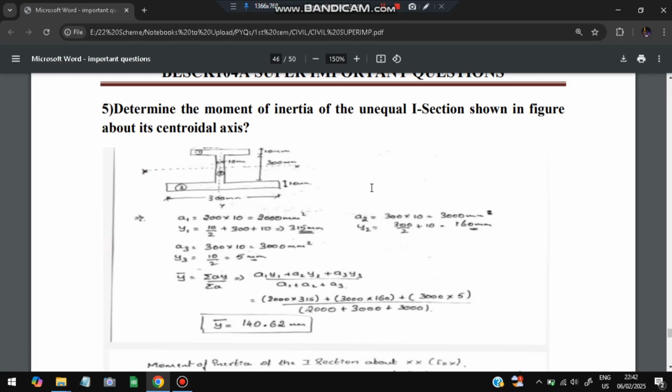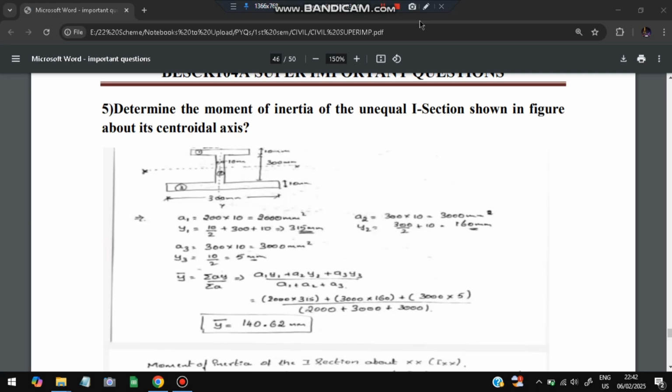Moving on, we have to determine the moment of inertia for the unequal I section as shown in the figure about its centroidal axis. Another very important question, moment of inertia we have to calculate for this diagram. So basically this is 300 millimeter, this is 200 millimeter, this is 10 millimeter, this is 300 millimeter, this is 10 millimeter, and this width is also 10 millimeter. We'll consider three diagrams: this is the first diagram, this is the second diagram, and this is the third diagram. For each of these we'll calculate the value of moment of inertia, then we'll add it up.